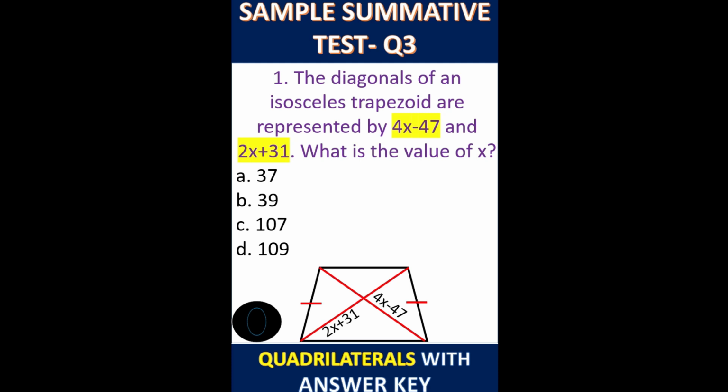Let's start with question number one. The diagonals of an isosceles trapezoid are represented by 4x minus 47 and 2x plus 31. What is the value of x?